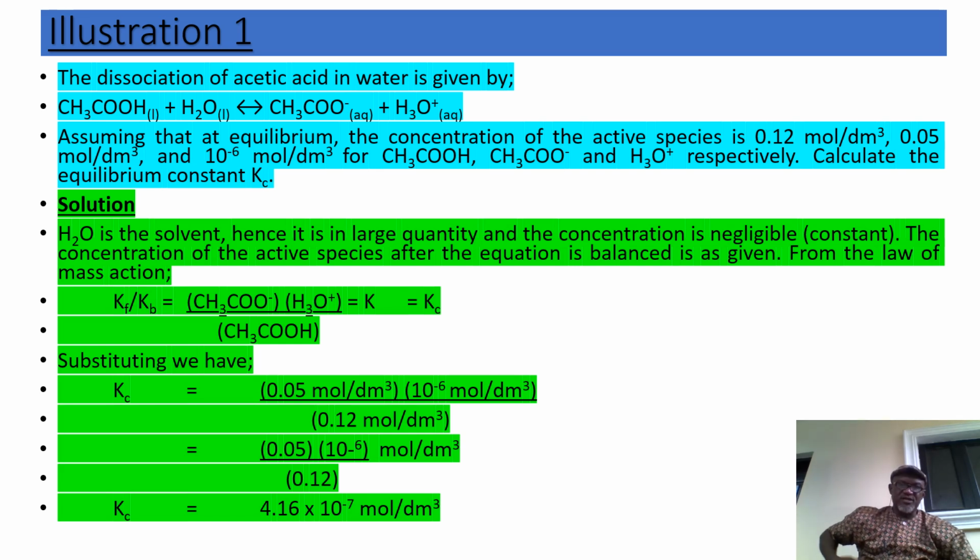Okay, then we are trying to put up an illustration, a very simple equation and solution. You look at it, the dissociation constant of acetic acid in water is given by that, and you're given concentrations. So we use the equilibrium constant equation, substitute the concentrations of the species, and we'll get the equilibrium constant in terms of concentration.